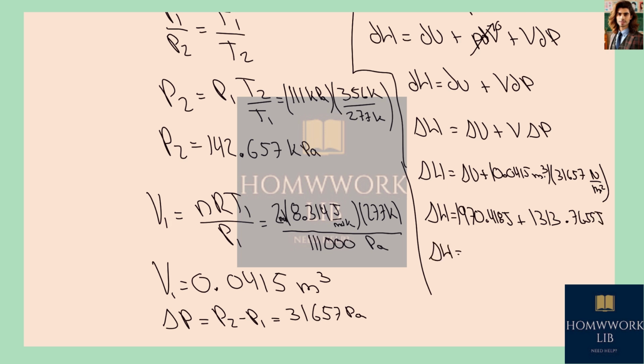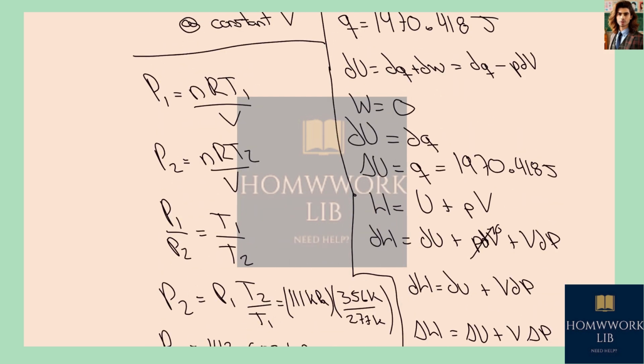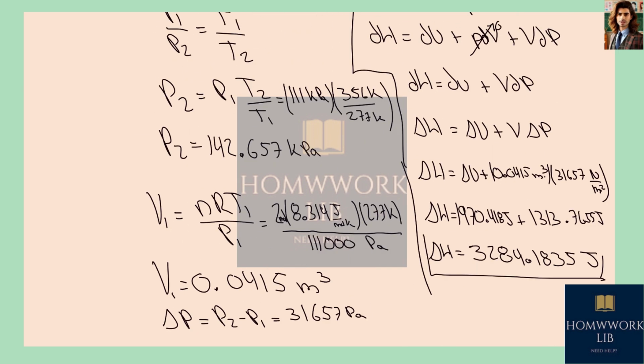The result for delta H is thus 3284.1835 joules. And with this, the problem is complete. You have the values for delta H, delta U, Q, and W. Just to summarize, let me close everything in red: the value for Q, the value for W, the value for delta U, and finally the value for delta H. And that will be all. Thank you very much.